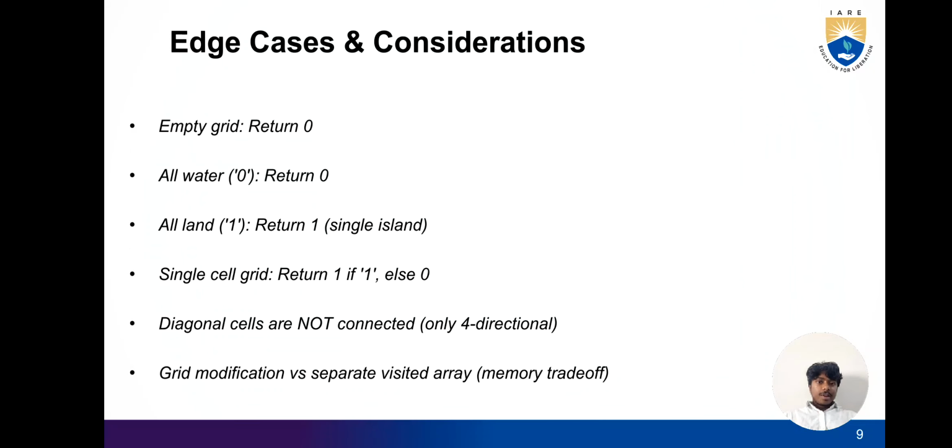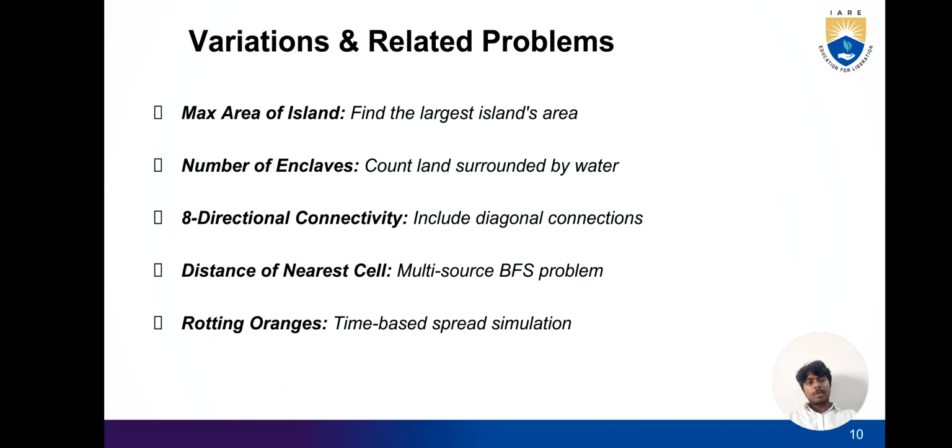Edge cases and considerations. If empty grid, return 0. If all water, return 0. If all land 1, return 1, it is a single island. Single cell grid returns 1 if it is 1, else 0. Diagonal cells are not connected. It's only 4 directional. Grid modification or separate visited array is a memory trade-off. Move on to the next slide.